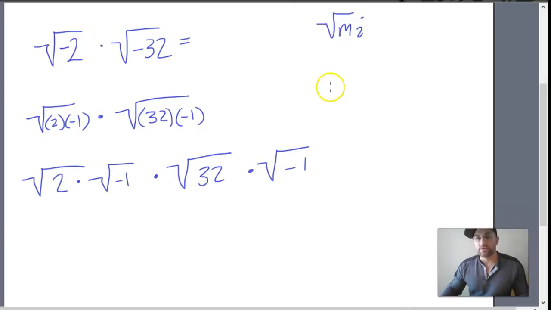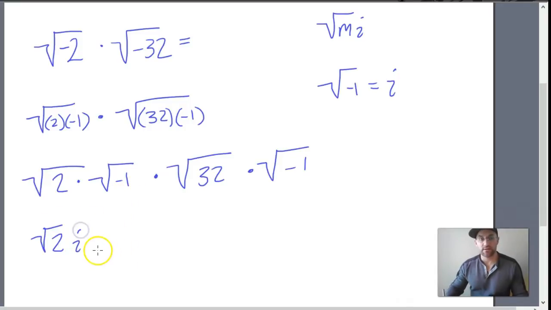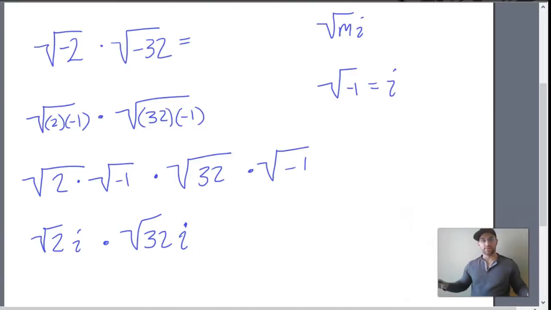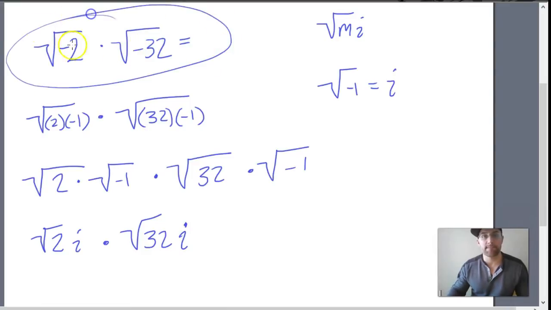Now we know that the square root of -1 is equal to i. So we can just change this to i. So we'll just say square root of 2 times i times square root of 32, and again, this is i, so we'll say times i. So we're all on the same page, right? Everything's going good. So we started here, and that is equal to this, that is equal to this, that is equal to this. We have not changed the data in terms of its value. We've just restructured it.